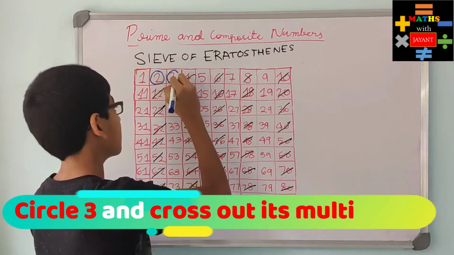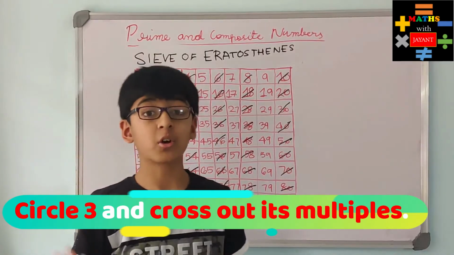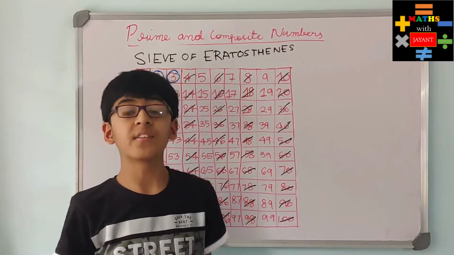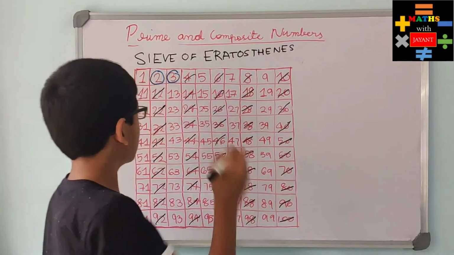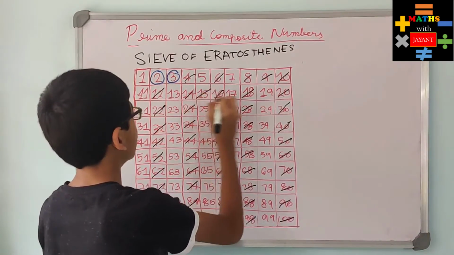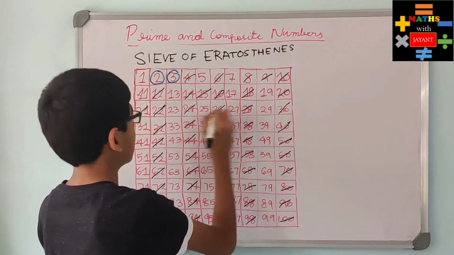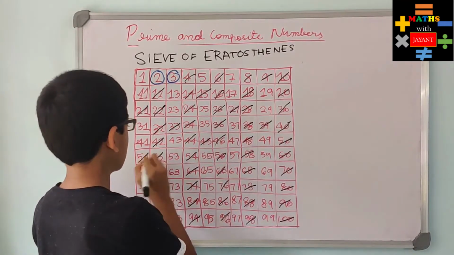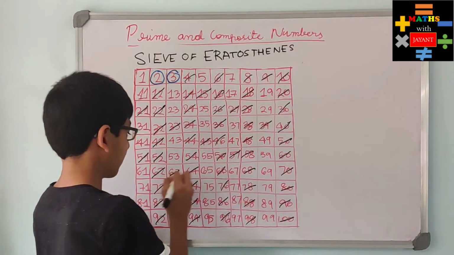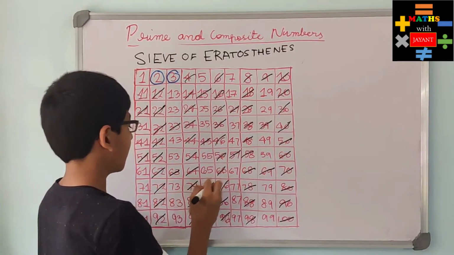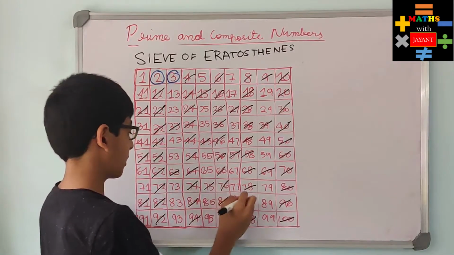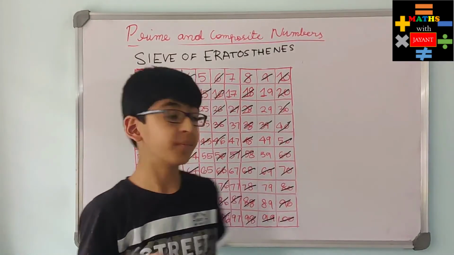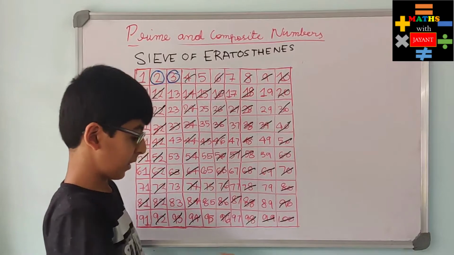Now circle 3 and cross out all the multiples of 3. There will be a few already crossed, but the ones that are not crossed, you have to cross them. Like 6 crossed, 9, 12, 15, 18, 21, 24, 27, 30, 33, 36, 39, 42, 45, 48, 51, 54, 57, 60, 63, 66, 69, 72, 75, 78, 81, 84, 87, 90, 93, 96 and 99. So we have circled 3 and crossed out the multiples.